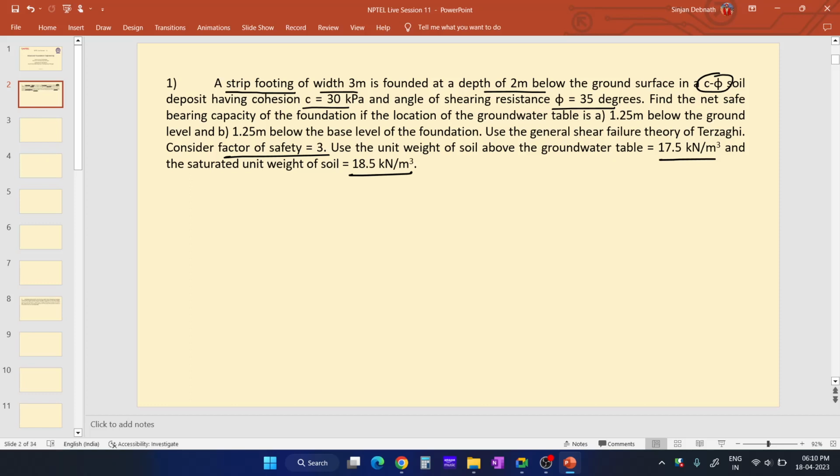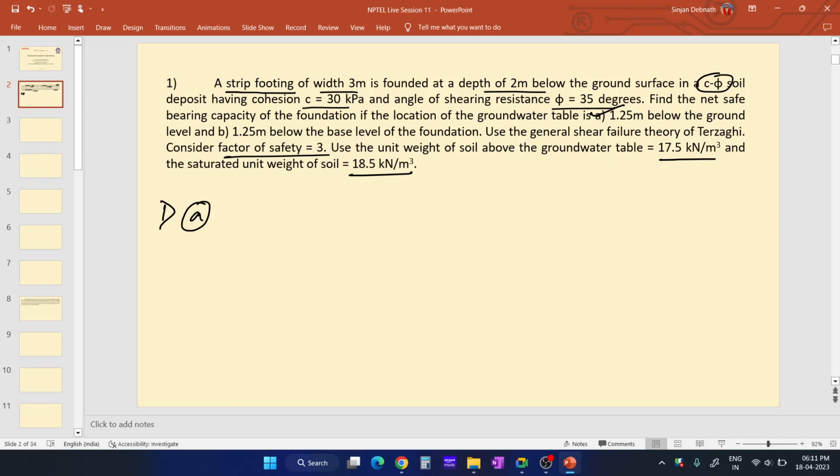So what is actually happening over here? Let me now focus on the first case, case number 1A. In this particular case, the location of the groundwater table is 1.25 meter below the ground level. First of all, let me draw the problem.